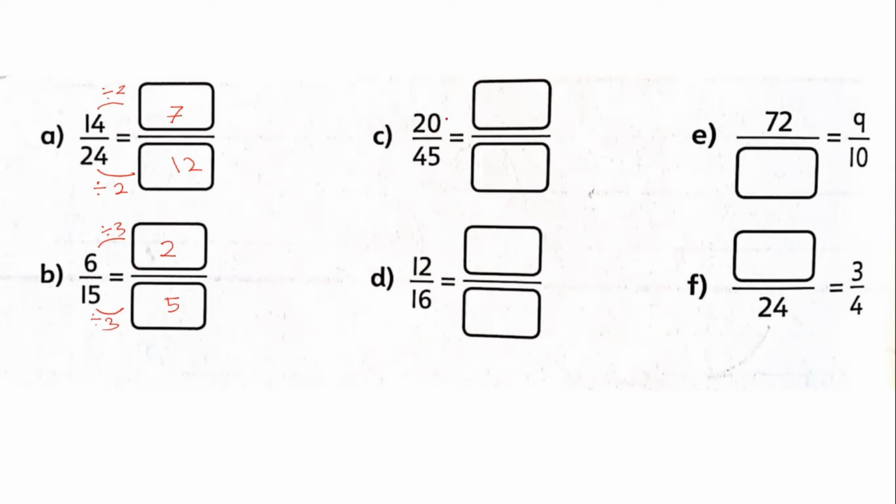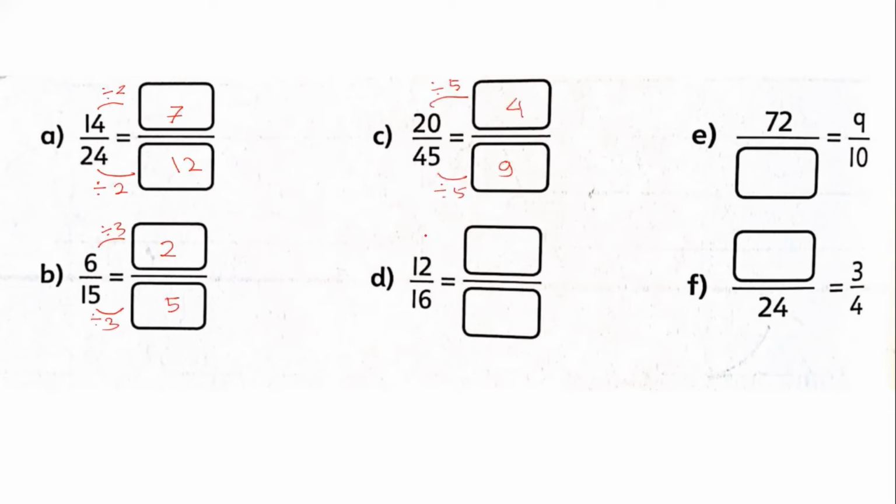And then number C, letter C, we have 20 over 45. We know that both numbers can be divided by 5. We divide the number by 5. 20 divided by 5 is 4, and then 45 divided by 5 is 9. So the fraction is 4 over 9.